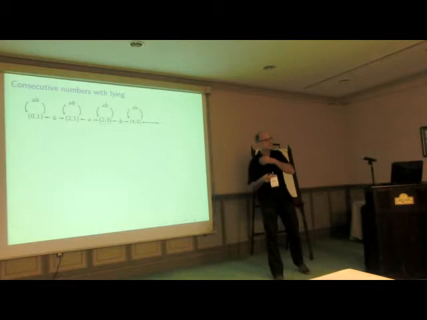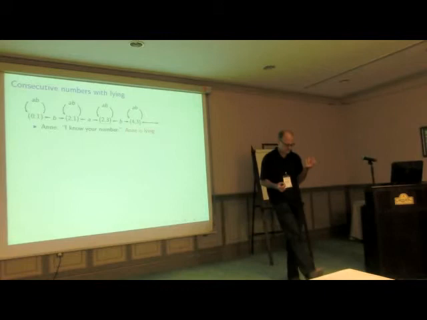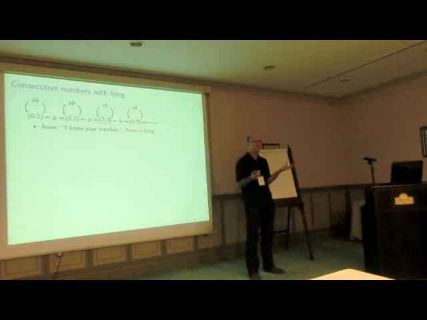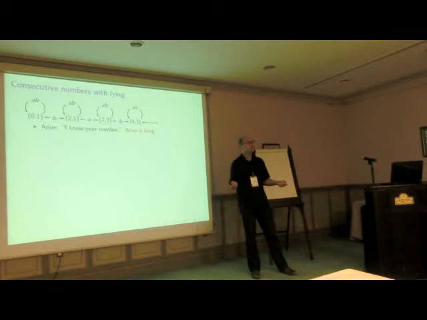N says, I know your number, and she is lying. What was the recipe to process lies? It doesn't affect N because she knows that she's lying, but it should affect Bill. No change for the A arrows, it doesn't affect N, but change for the B arrows. What's the change for the B arrows? Well, we only keep the arrows pointing to states where the information is true.